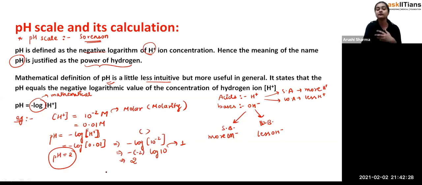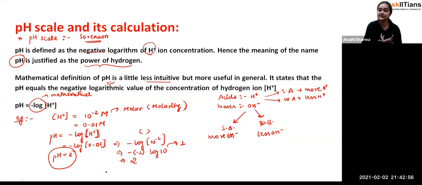What we have to study in this is what the pH scale is, and the correct definition of the pH scale is that it's the negative logarithm of the H ion concentration. Now it's our duty to find out how the H ion concentration relates to the pH. If the H ion concentration is more, how is the pH going to show its impact? We are going to find that out, both in the case of acids as well as in the case of bases.